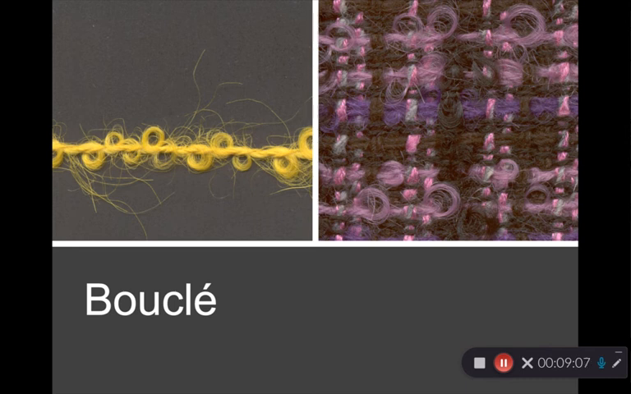A boucle can be often confused with a ratiné, but a boucle has much larger loops at regular intervals that come off the surface. And so it has a much larger textural effect on it. It's like a loop pile that's been put on a fabric.